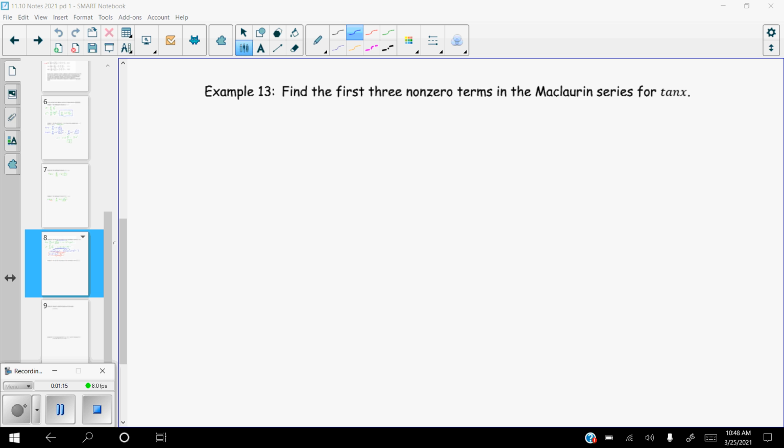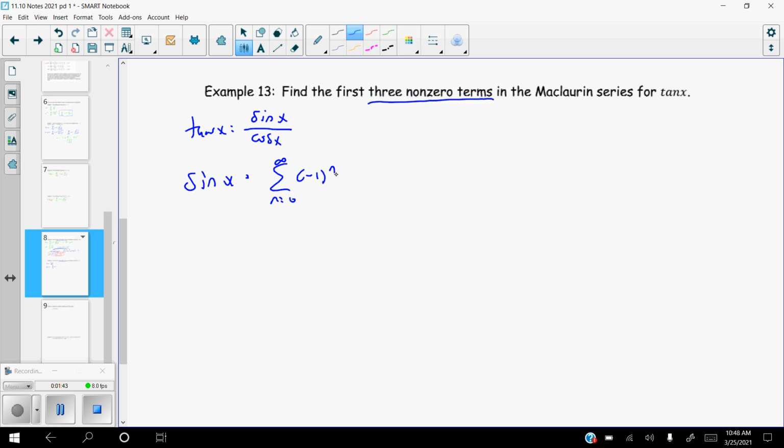Since we're only looking for the first three non-zero terms, we can think of tangent of x as being sine over cosine. So tangent of x is the same thing as sine of x over cosine of x. And we already have the series expansions for sine of x and cosine of x. Okay, these are the ones that we kind of should know.